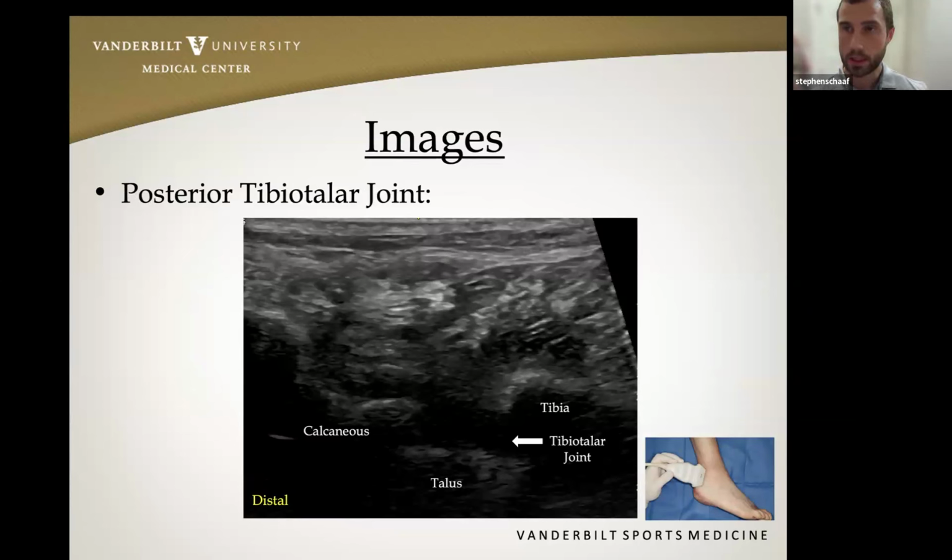Traditionally we're more looking at these tibiotalar and subtalar joints more anterior, or even lateral. But of course you can see these posterior as well. And so taking a look at these, you'll see an image on the right screen, just a visualization of how we're looking at these transducer-wise. So this is going to be in a long axis.